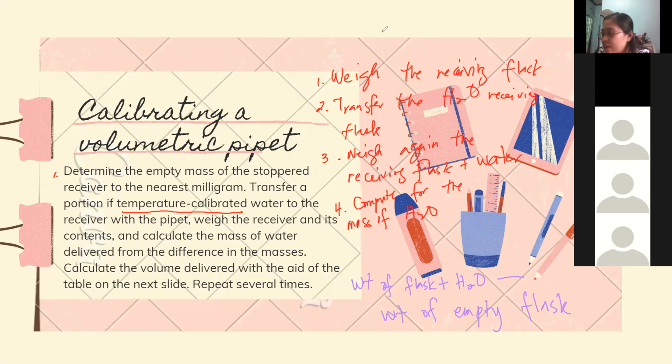I hope nakuha to. Klaro? Questions about the calibration of the volumetric flask? Wala. Sige, let us continue.